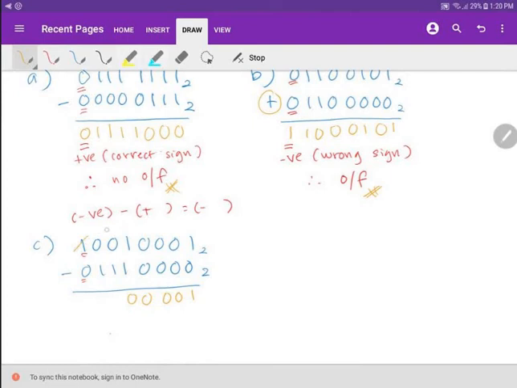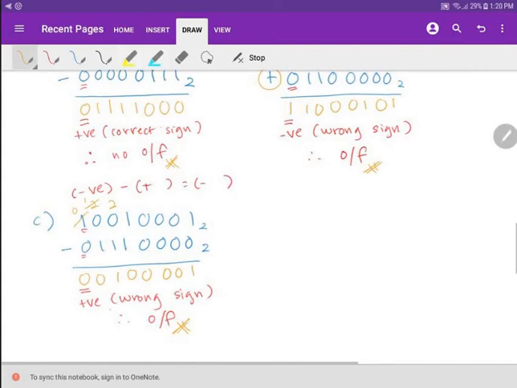So how much are you borrowing? So this becomes 0, you're borrowing 2. Then you have to borrow again, so this becomes 1, this is 2. So 2 minus 1, 1, 1 minus 1, 0 and 0. So look at the sign. You're supposed to get negative, but you're getting positive. So it is the wrong sign, and therefore overflow.